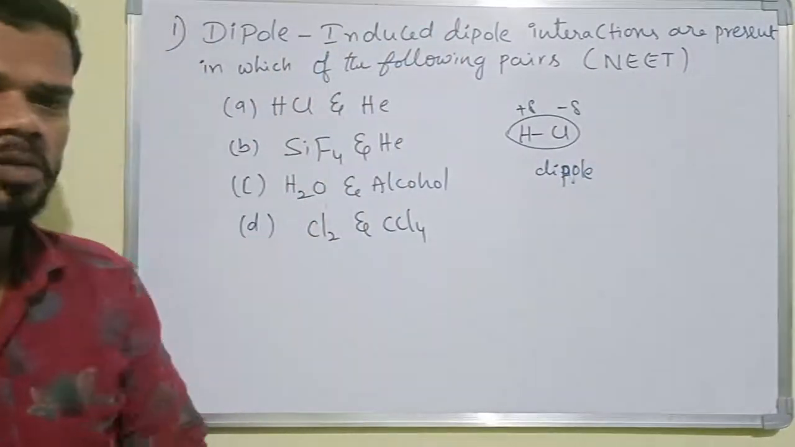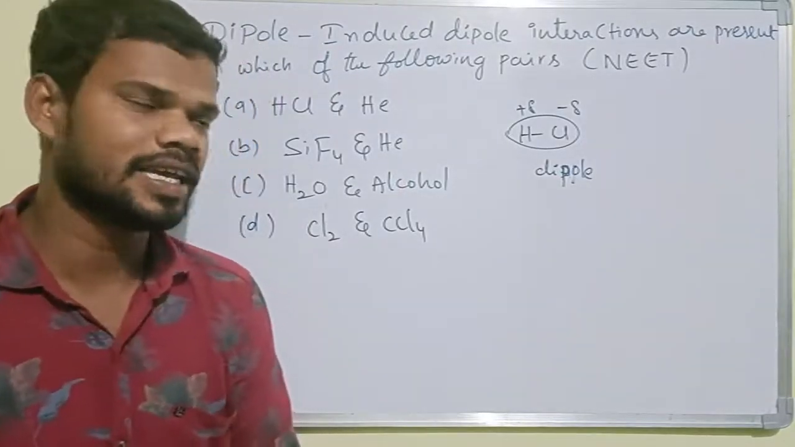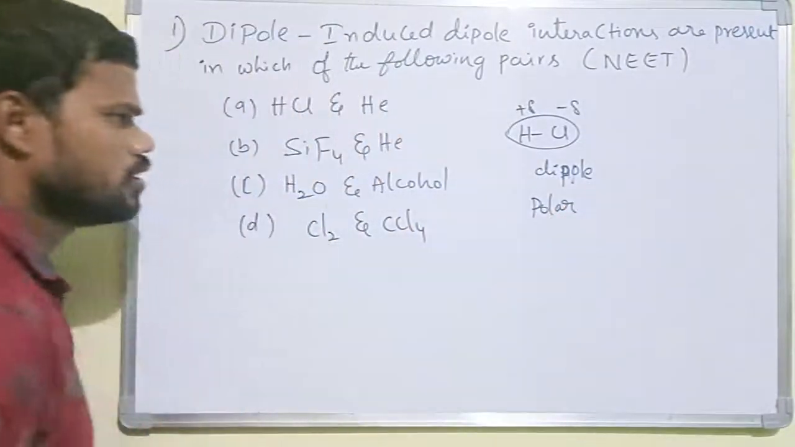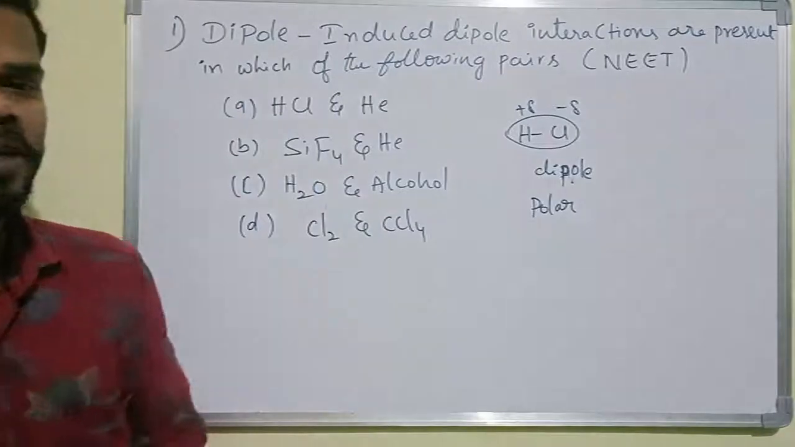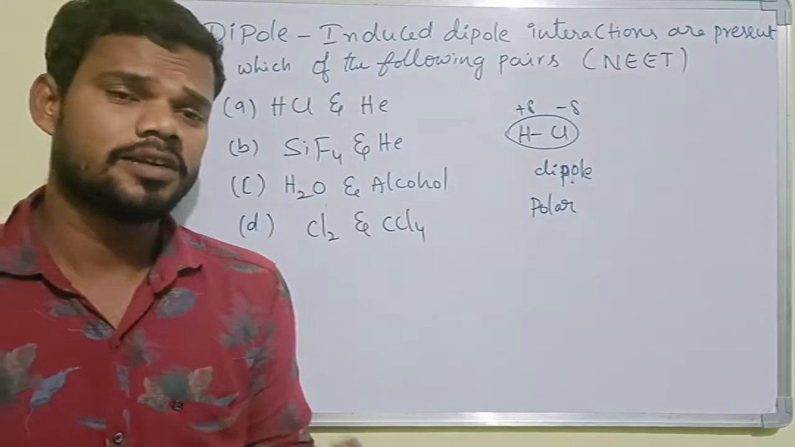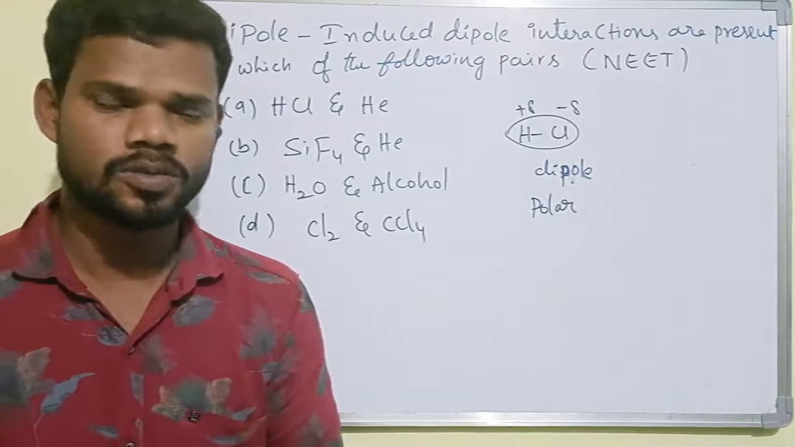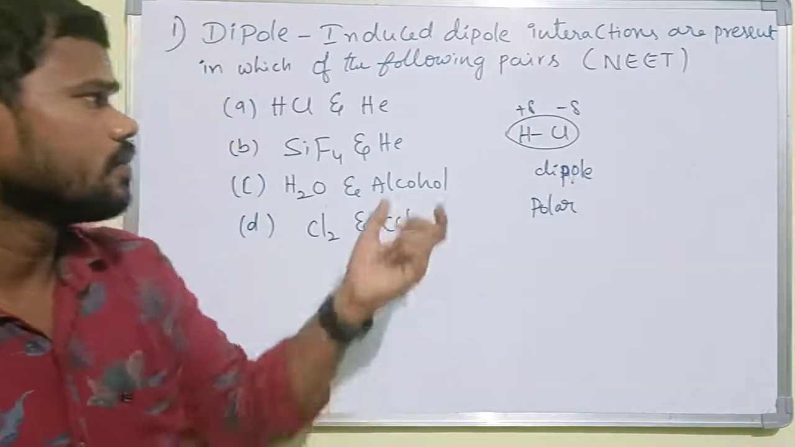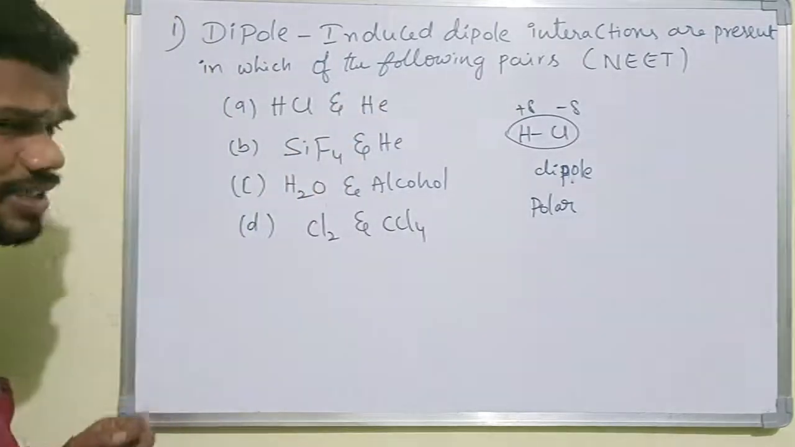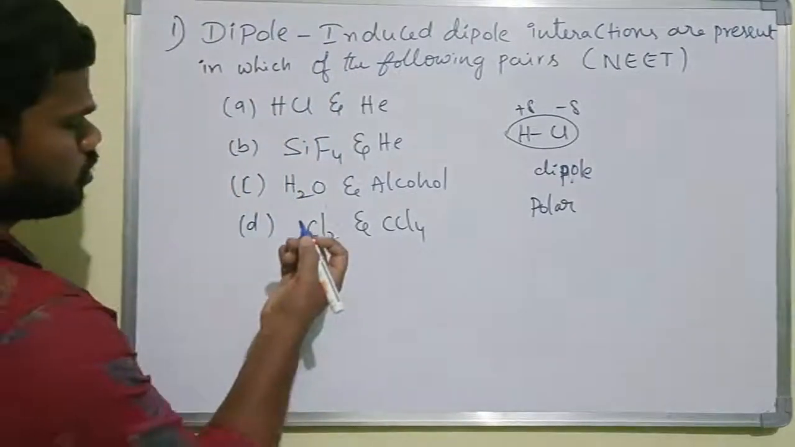Induced dipole means we take a non-polar molecule, whereas a dipole is a polar molecule. The non-polar molecules include H2, I2, N2 and Cl2. The noble gases can also be considered non-polar molecules.